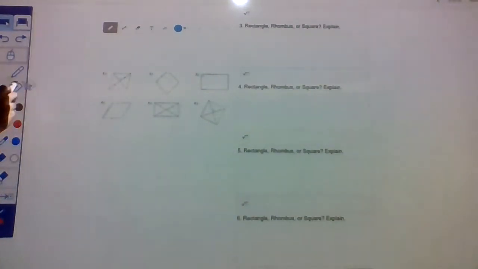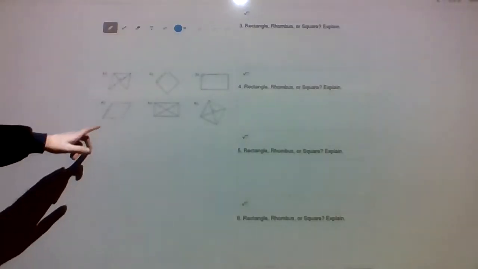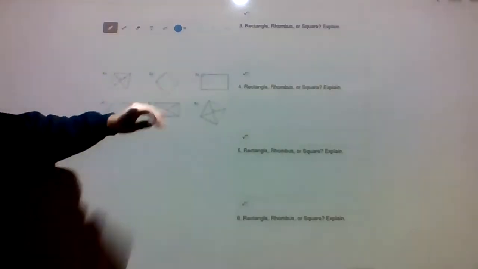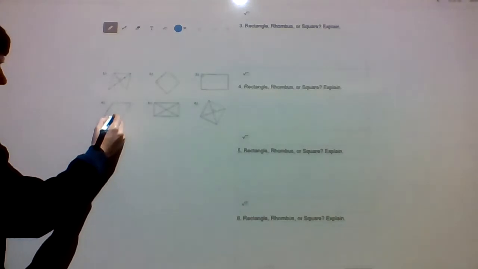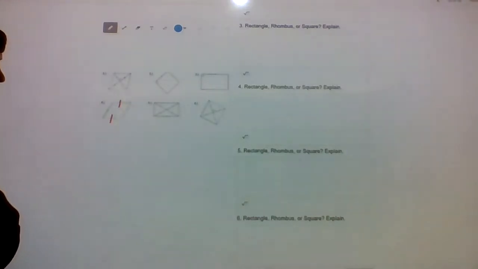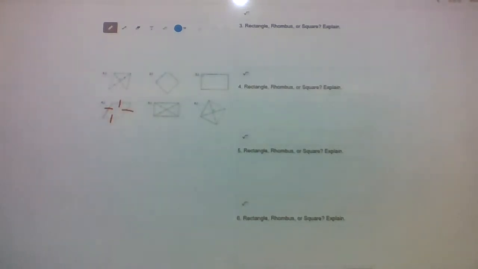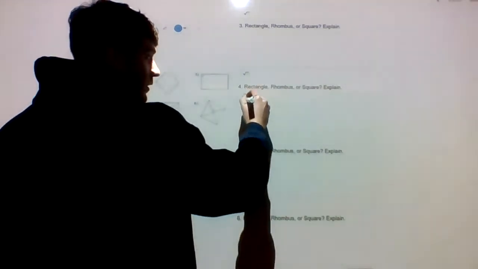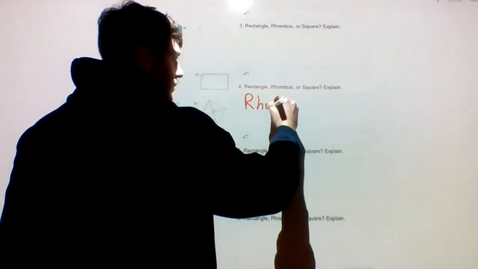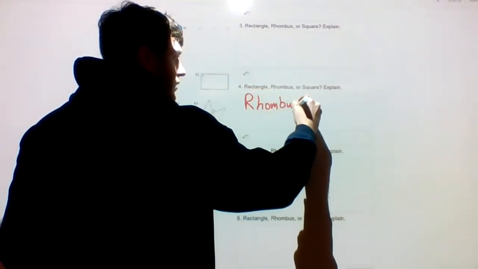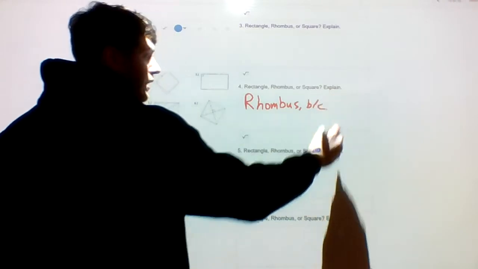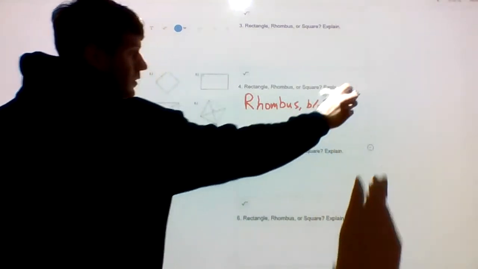All right, 4, 5, and 6 here. Number 4, this is kind of just like what we did for number 2. You have one side here. So opposite sides are congruent, so you put 1 hash mark there. This side's got 1 hash mark, so you put 1 more hash mark across from it. And so you have 4 congruent sides. That is a rhombus because it has 4 congruent sides.